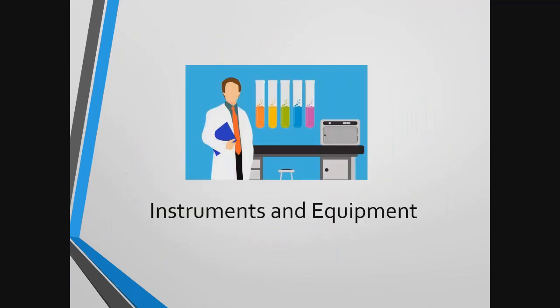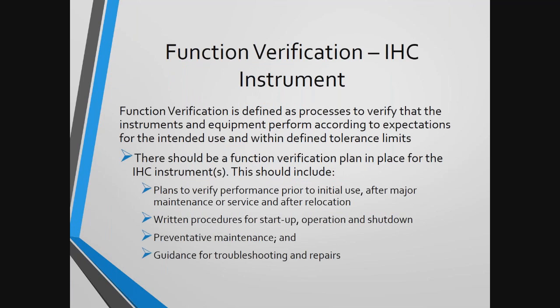The next topic we're going to discuss is the quality management surrounding the instruments and equipment utilized to perform immunohistochemistry. We're first going to talk about function verification of the IHC staining instruments themselves. Function verification is defined as processes to verify that the instruments and equipment perform according to expectations for the intended use and within defined tolerance limits. So basically, action taken to answer the question, is the instrument operating like it should?